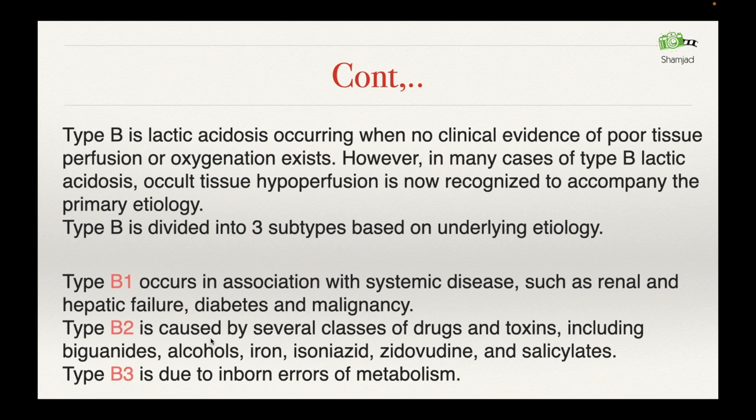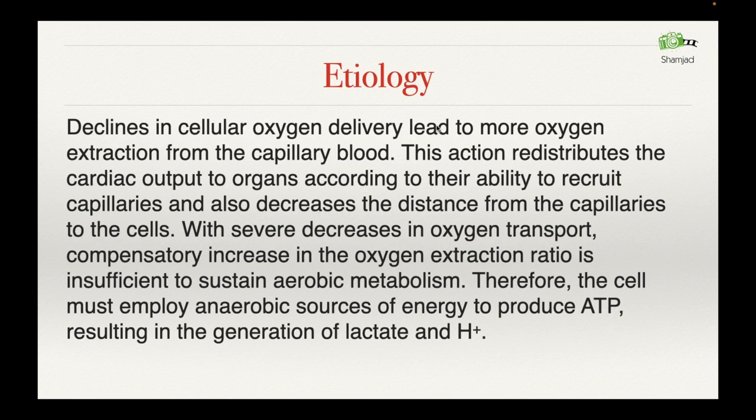Type B2 is caused by several classes of drug toxins, including biguanides, alcohol, iron, isoniazid, zidovudine, and salicylate. Type B3 is due to inborn errors of metabolism. It may be congenital. So let's see the etiologies.